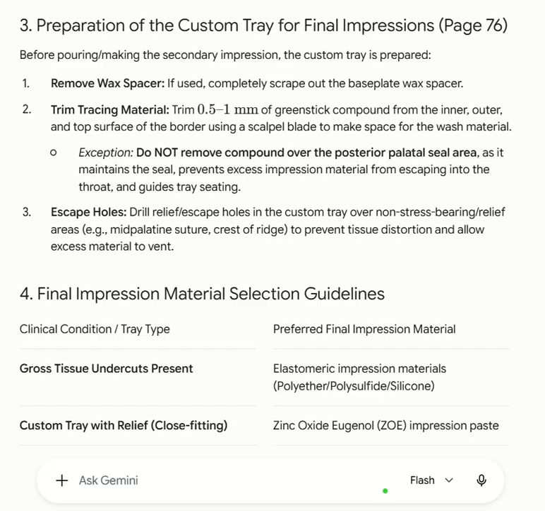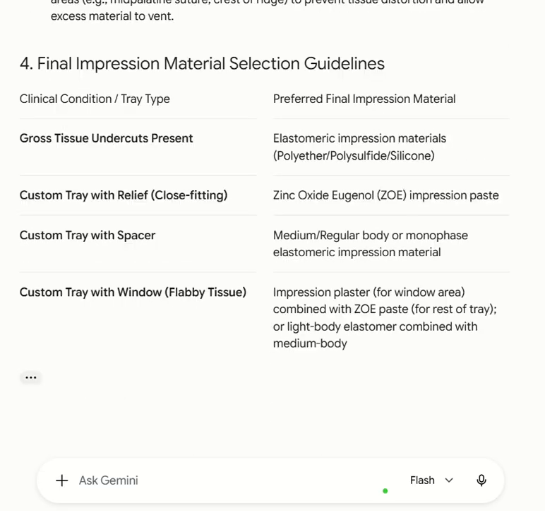4. Final impression material selection guidelines. Clinical condition, tray type, preferred final impression material. Gross tissue undercuts present: elastomeric impression materials, polyether, polysulfide, silicone, custom tray with relief. Close fitting: zinc oxide eugenol, ZOE, impression paste, custom tray with spacer. Medium: regular body or monophase elastomeric impression material. Custom tray with window, flabby tissue: impression plaster for window area, combined with ZOE paste for rest of tray, or light body elastomer combined with medium body.